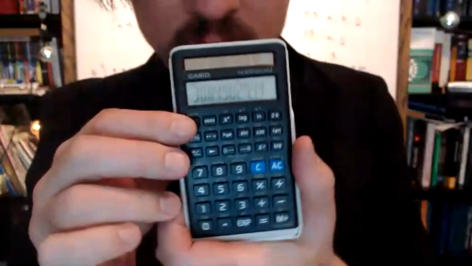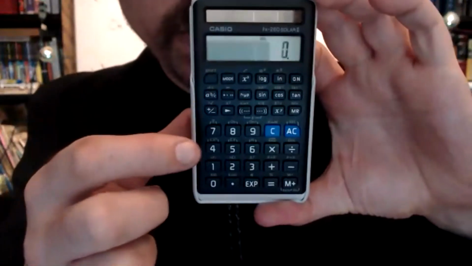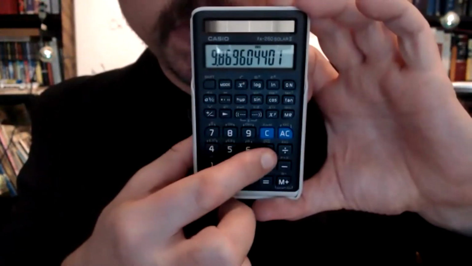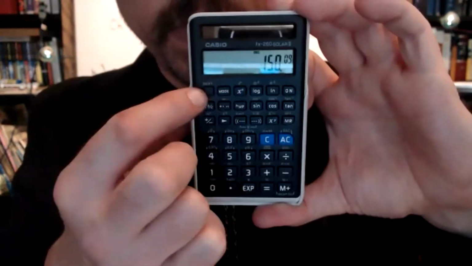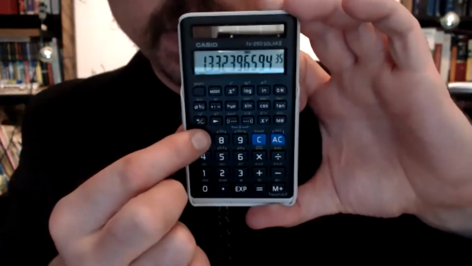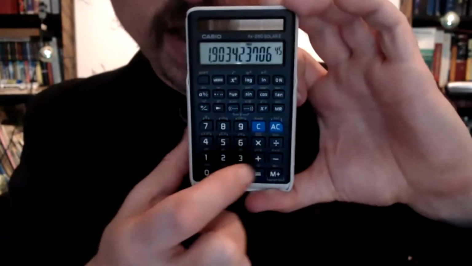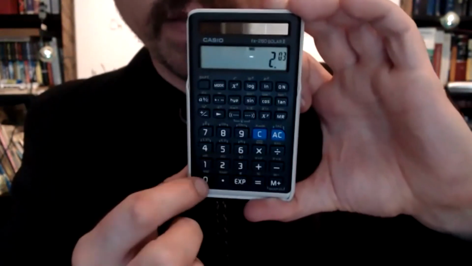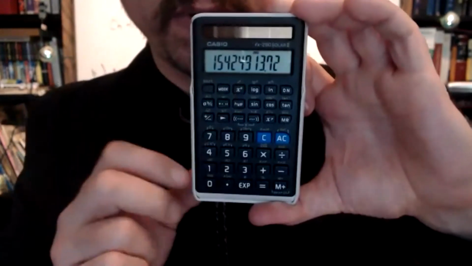Y'all better watch this because many of you goofed. I'm trying to hold this in such a way that, all right. 4 times pi squared times 150 exp 9, shift cube, divide by 7 exp negative 11, divide by 4, divide by 2 exp 30, equals, shift square root.